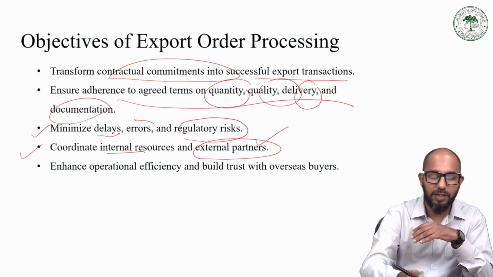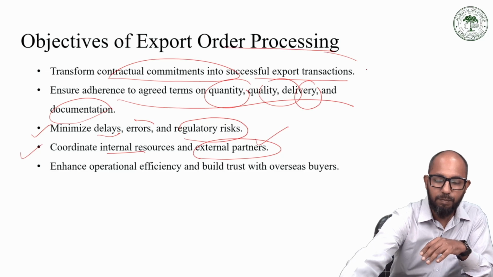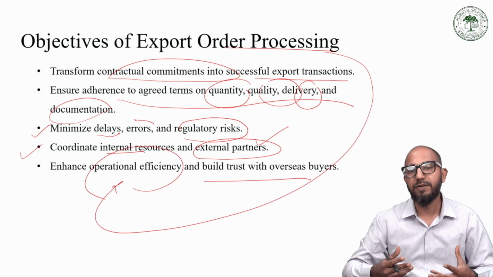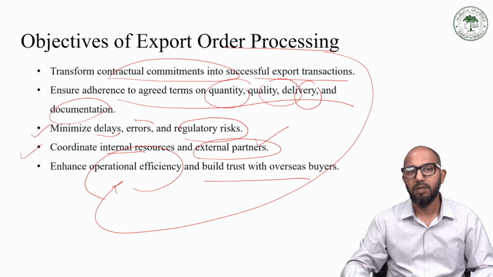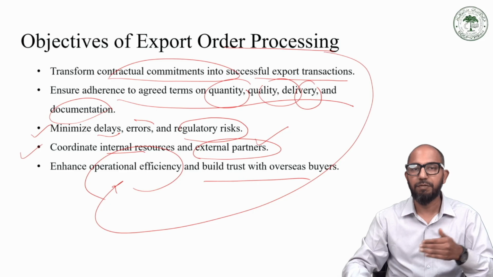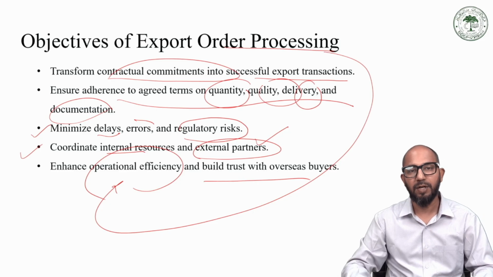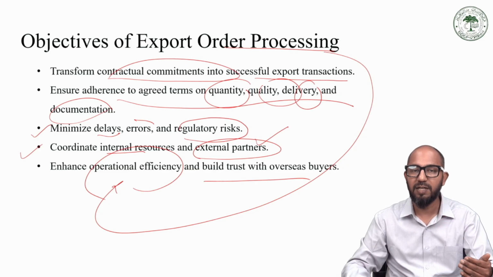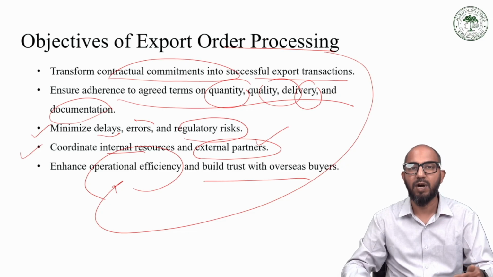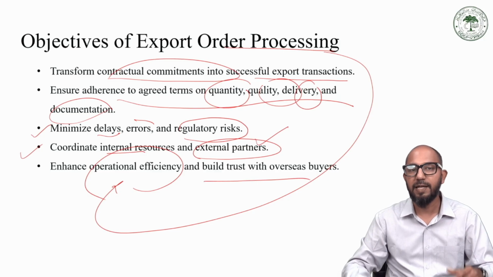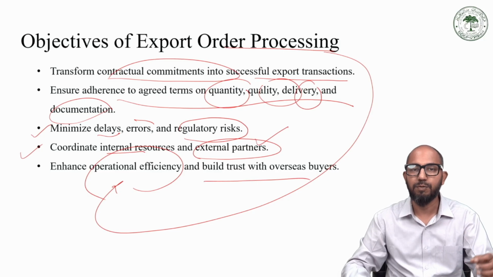The next objective is that export order processing enhances operational efficiency and builds trust with overseas buyers. Building trust with overseas buyers is very important to get repeat business. In international trade, repeat business is important because it minimizes procedural delays. Negotiations are not required because there have already been certain trading agreements, and this makes the business much more successful.